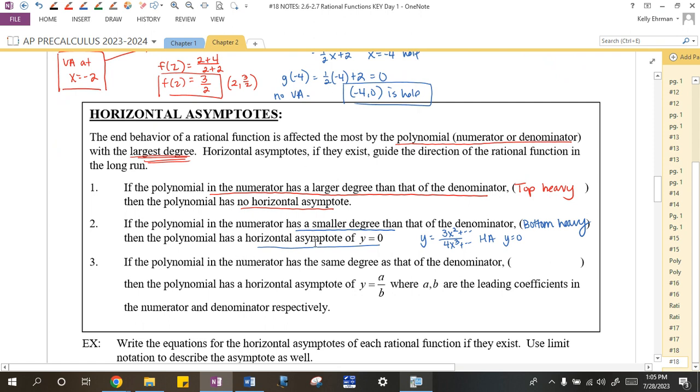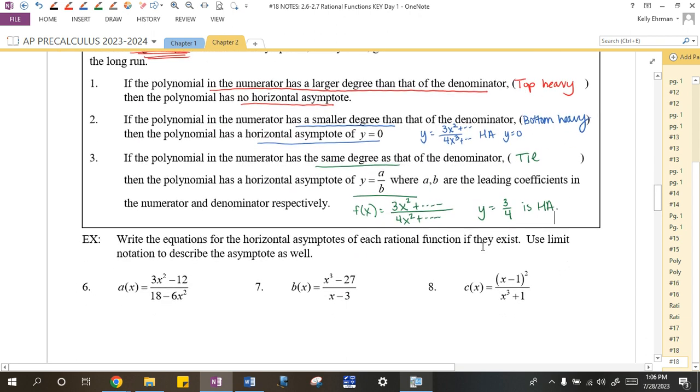Okay, if the polynomial in the numerator has the same degree as that of the denominator, so they're both cubed or they're both squared, which I call a tie, then the function has a horizontal asymptote of y equals a divided by b, where a and b are the leading coefficients in the numerator and denominator. So for example, if we have 3x squared plus some other stuff over 4x squared plus some other stuff, then y equals 3/4 is the HA, horizontal asymptote.